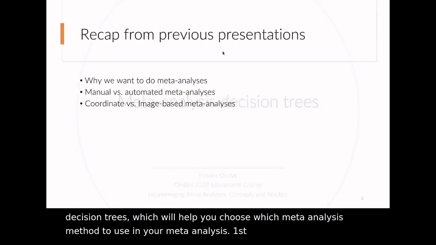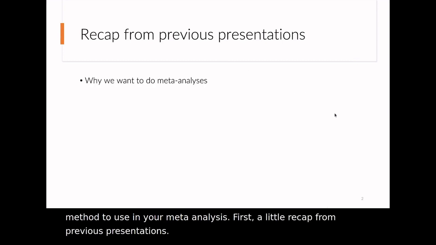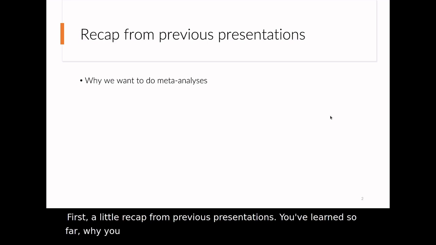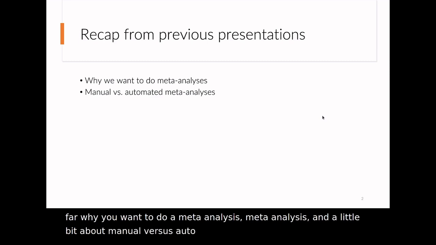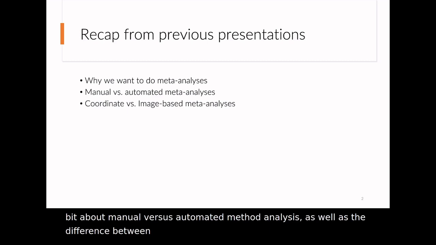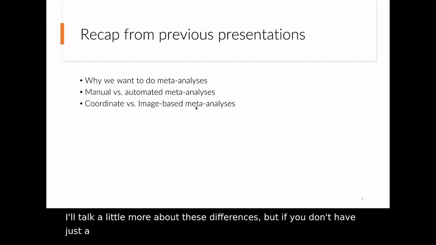First, a little recap from previous presentations. You've learned so far why you want to do a meta-analysis and a little bit about manual versus automated meta-analyses, as well as the difference between coordinate and image-based meta-analyses. I'll talk a little more about these differences, but if you don't have a general idea of these points, I suggest you go back to previous lectures and rewatch them.